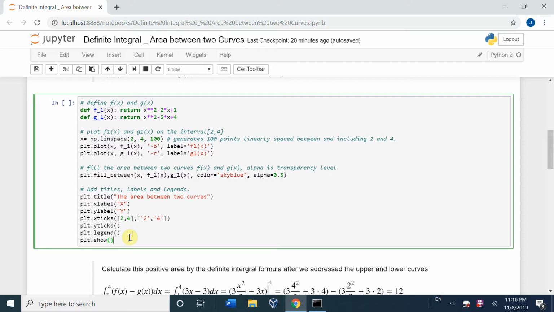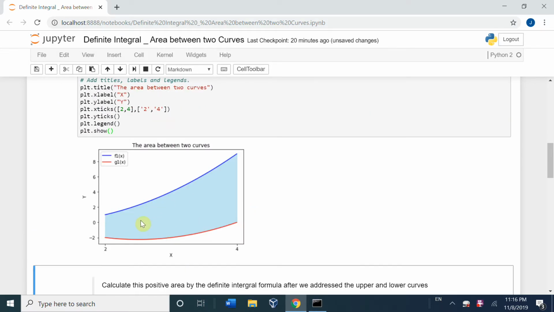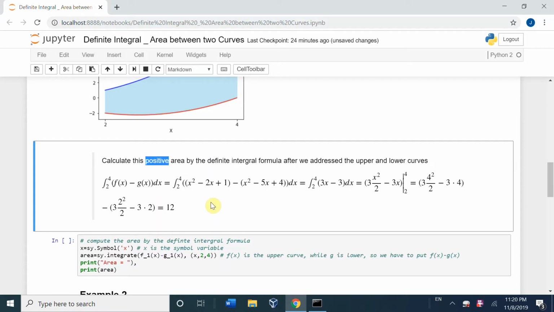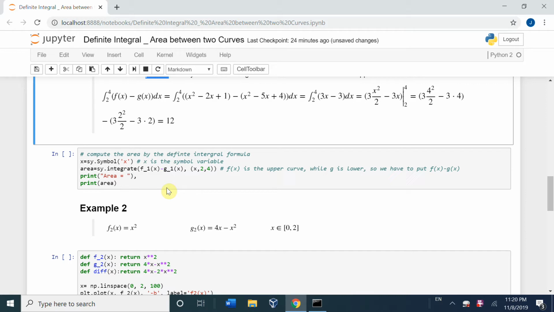Now let's run the code. So you see this shaded area is between two curves. The blue is f of x, red is g of x. Let's calculate the positive area by the definite integral formula. We can manually get the answer, which is 12. And we also can write Python code to get the answer.